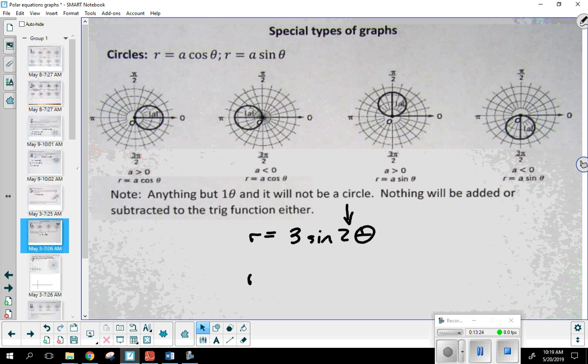What if I were to give you this? 5 cosine of 3 theta. It's still not a circle, it's a rose, as Aiden called it, because there's a coefficient in front of theta. Well, what's the maximum length of your petals? It would be 5, but how many petals would you have? There would only be 3. If it's an odd number, that's the number of petals you stick with. If it's an even number, that's when you double it.